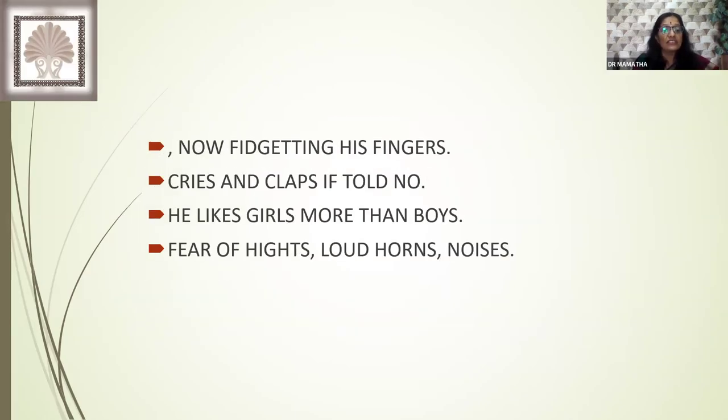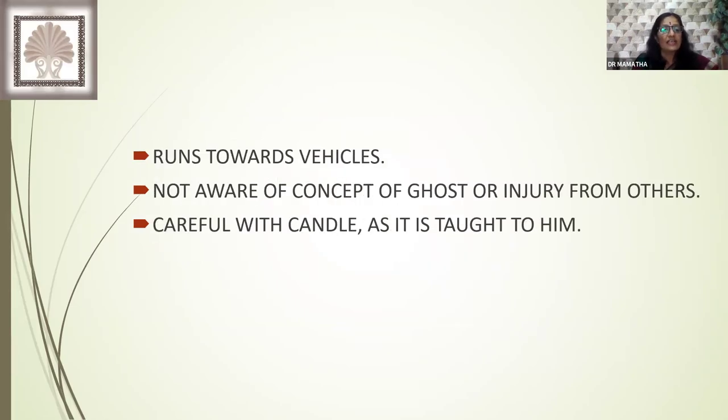So now he's fidgeting his fingers like this. Cries and claps if told no. He likes girls more than boys, fear of heights, loud horns and noises. Runs towards vehicles, not aware of the concept of ghost or injury from others. He doesn't know the real thing, what may happen if he hits a vehicle or something like that.